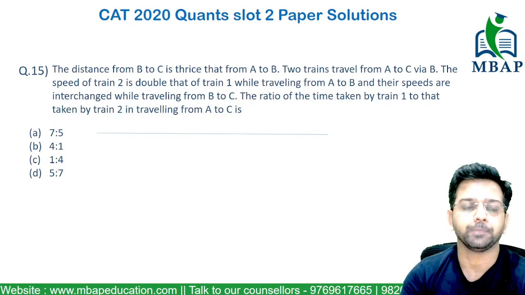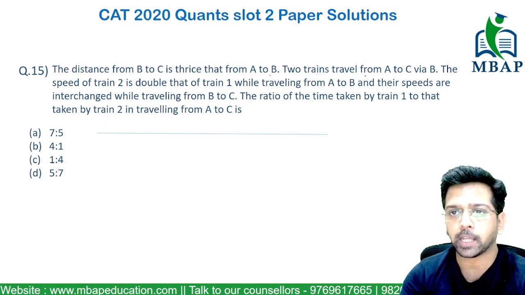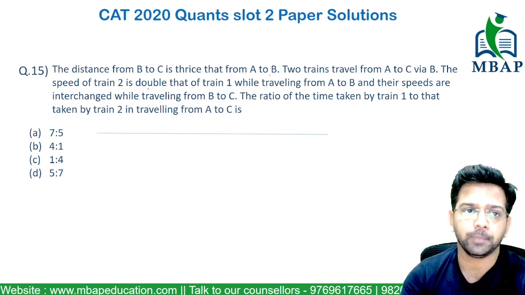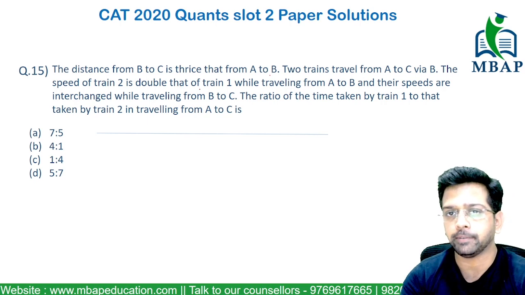Let's take the next question. Easy question on time, speed and distance. The question says the distance between B to C is thrice the distance of A to B. 2 trains travel from A to C via B. The speed of the 2 trains, T2, is double that of T1.